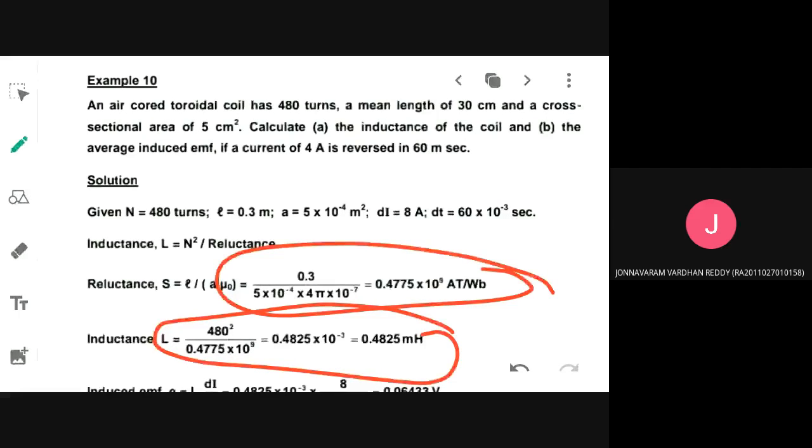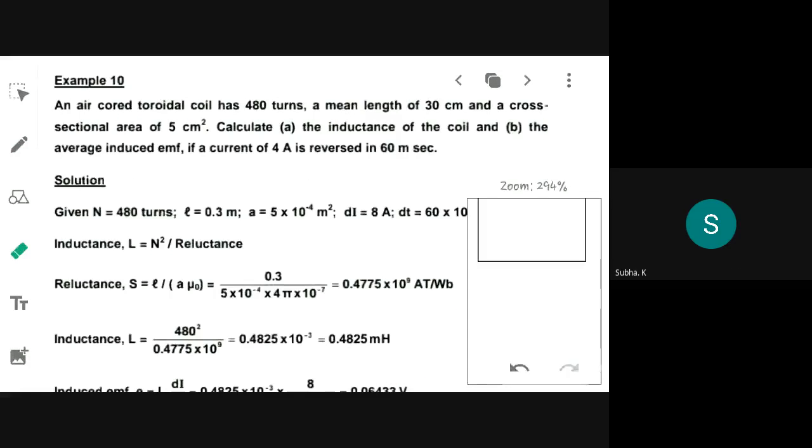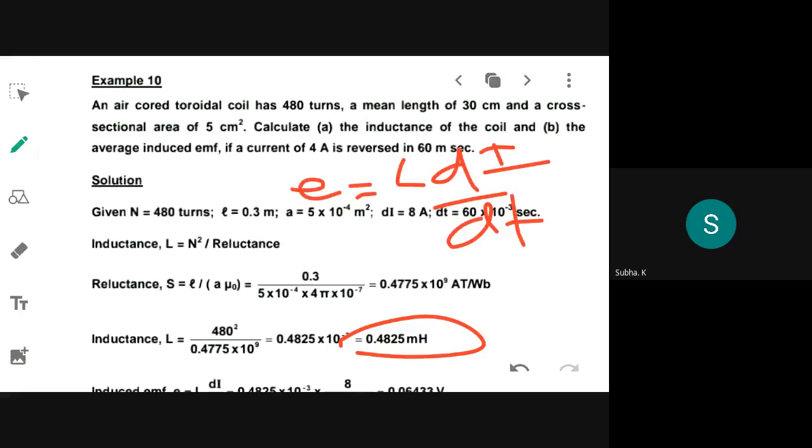Everyone has got the answer. Induced EMF equals L into di by dt. How will you calculate the induced EMF? L into di by dt. L we have just now calculated as 0.4825, that you will substitute here. What about di by dt? dt is 60 milliseconds.